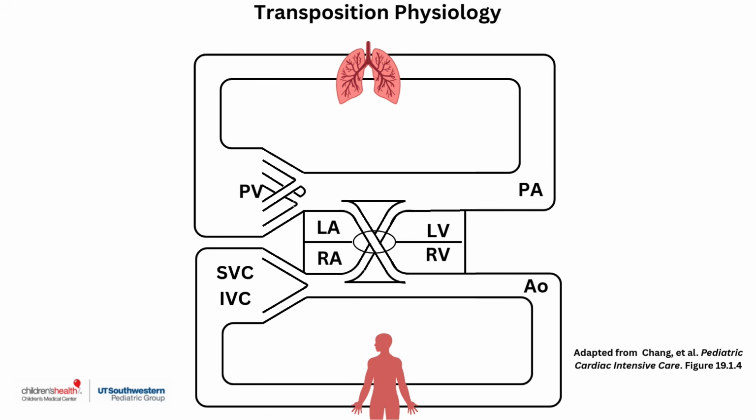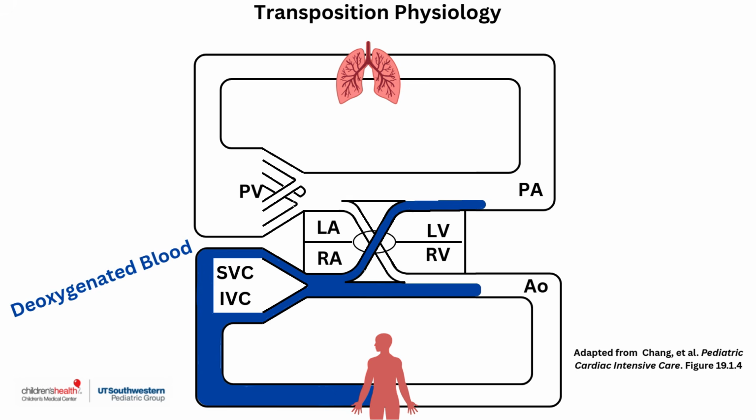Let's walk through this diagram to understand this further. I have set up a diagram with the two parallel circulations to represent a patient with transposition physiology. Let's start with the deoxygenated blood. All of the blood returning from the body back to the heart is our QS, or systemic blood flow.